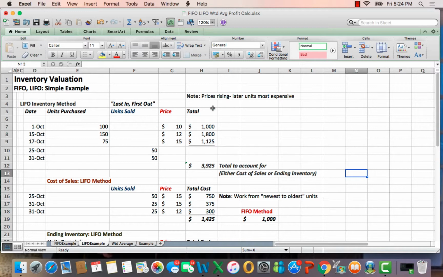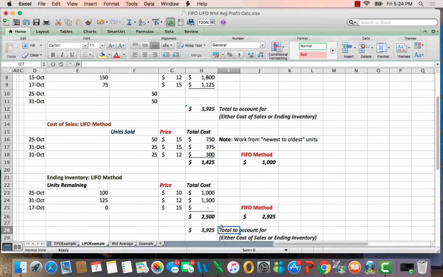We're selling the newest units first. So when we sell 100 units, we sell 75 at 15, and we sell the remainder at 12. So we work our way from the newest backward. So what we see down here is the 75 that I sell at 15, here, and the 25 remaining that I sell at $12. So if I add it all up, the cost of sales is $14.25.